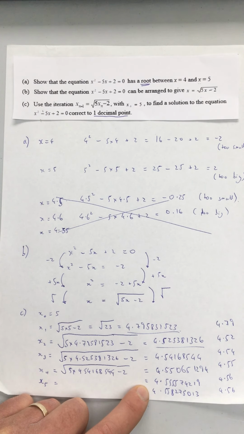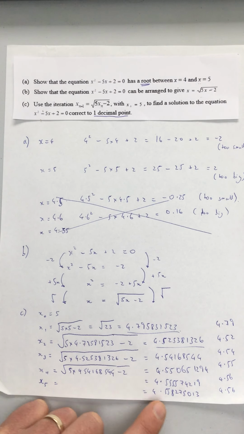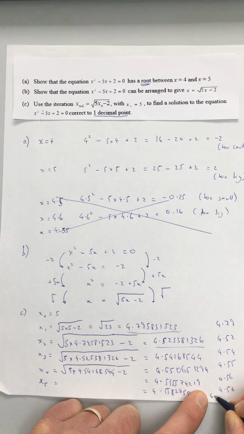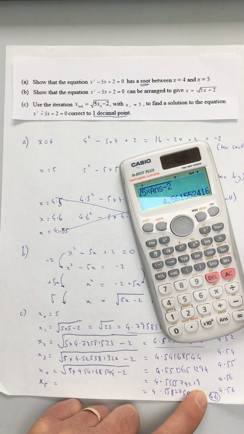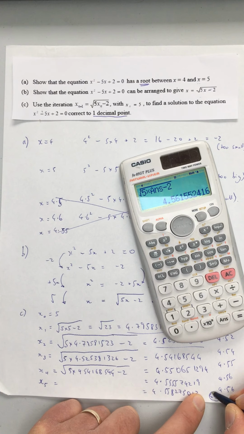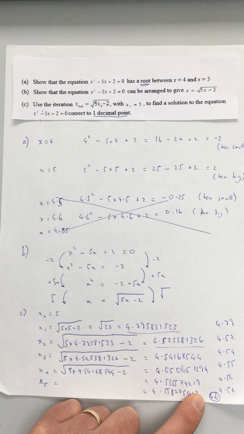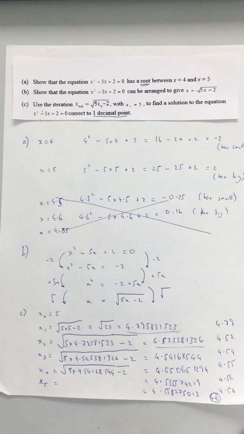Now what that means is that to 1 decimal place, my answer is going to be 4.6, because to 1 decimal place, all of these figures, including this one, will round to 4.6. So to 1 decimal place, my answer is 4.6. Now I think actually that's probably a harder one than most of the ones that you'll come across in the exam. Right, okay. So that's an explanation of that question.